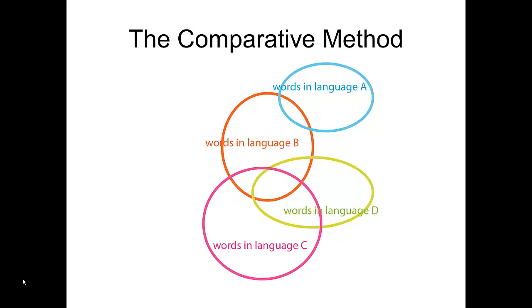Looking at the Venn diagram in this slide, we can think of the circles as the words of languages, with cognates in the overlapping areas. The more overlap, the closer the languages are, historically. According to this diagram, language A has little in common with language C and probably branched off from language B earlier than languages C or D.